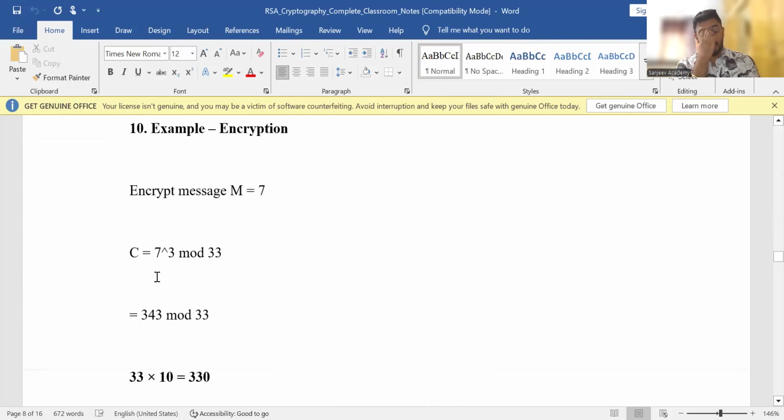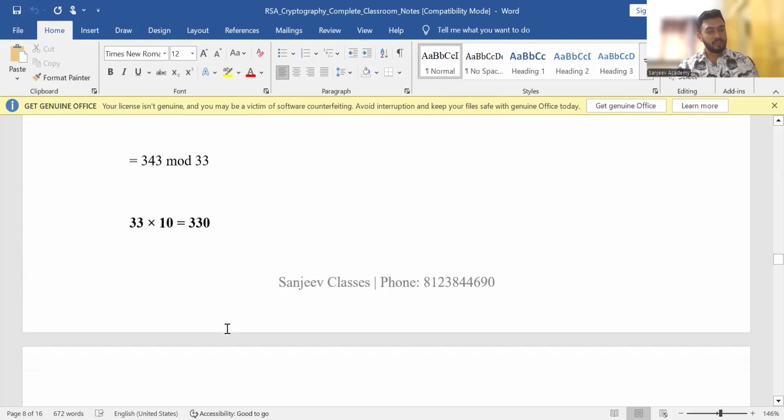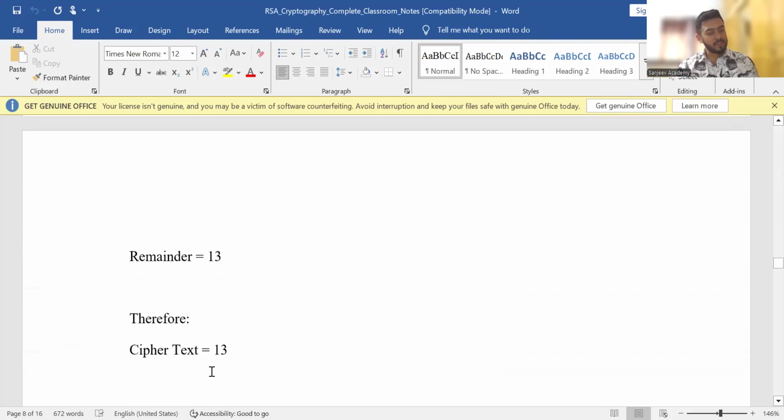So C is 7. The message 7 power 3 mod 33. From the same above question, I'm doing everything. 7 power 3 is 343, mod 33. So mod meaning what? The remainder. 330 into 10 is 330. What is the remainder? 13. Remainder is 13. So therefore ciphertext is what?